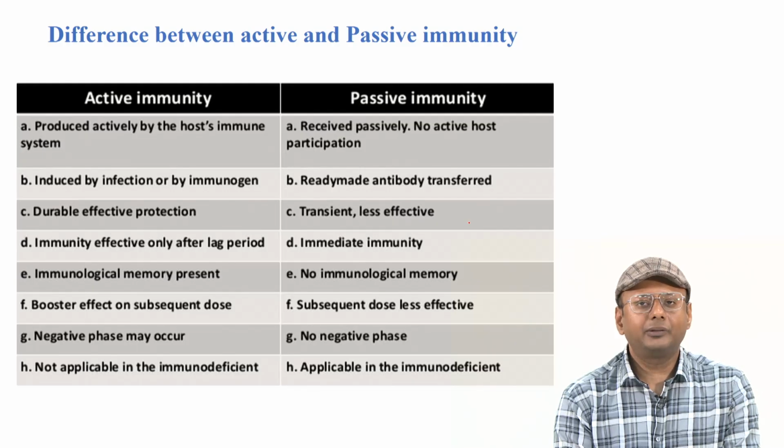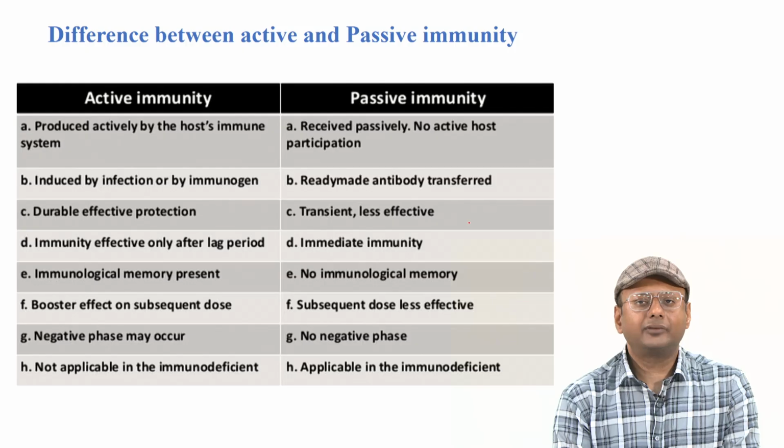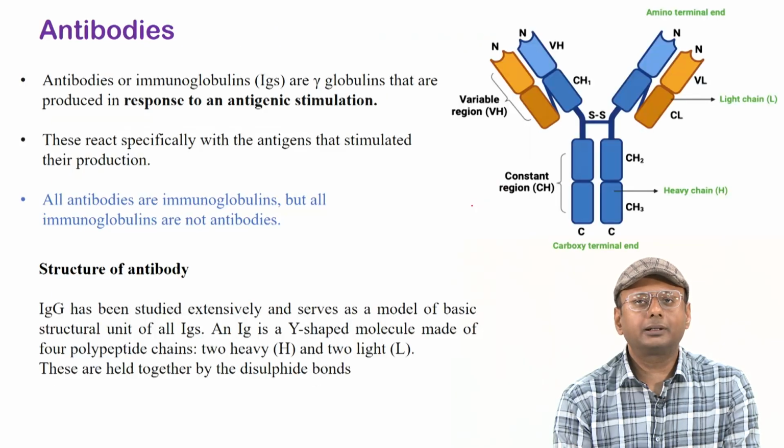Mostly active immunity is effective only after a certain time or lag period, but passive immunity can respond in a very quick manner. So, it shows an immediate action. Immunological memory can be present in case of active immunity, but there is no immunological memory that can be passed from passive immunity. Okay. So, these are the differences between active and passive, you can go through further.